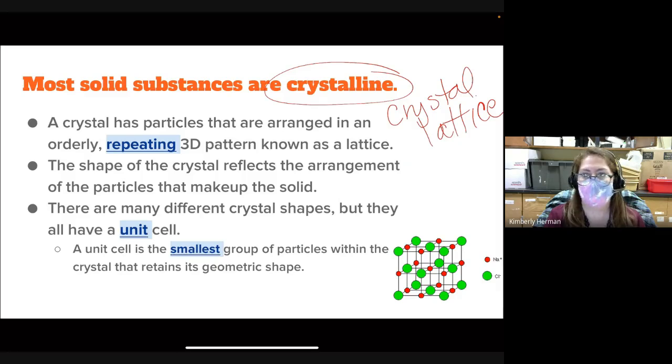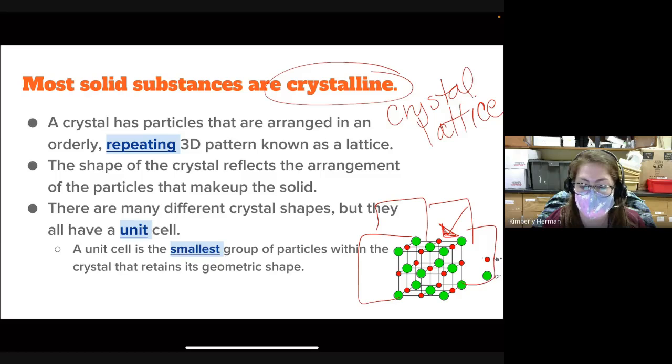So there are many different crystal shapes for it, but they all have this thing known as a unit cell. A unit cell is just the smallest piece of those particles that retains its geometric shape. So if we look at a tiny piece of salt under a microscope, you can see that it has that cubic shape. And if we look at a bigger crystal, we would see that that's its unit cell, and then it keeps making more and more of those cubes for that shape for NaCl.